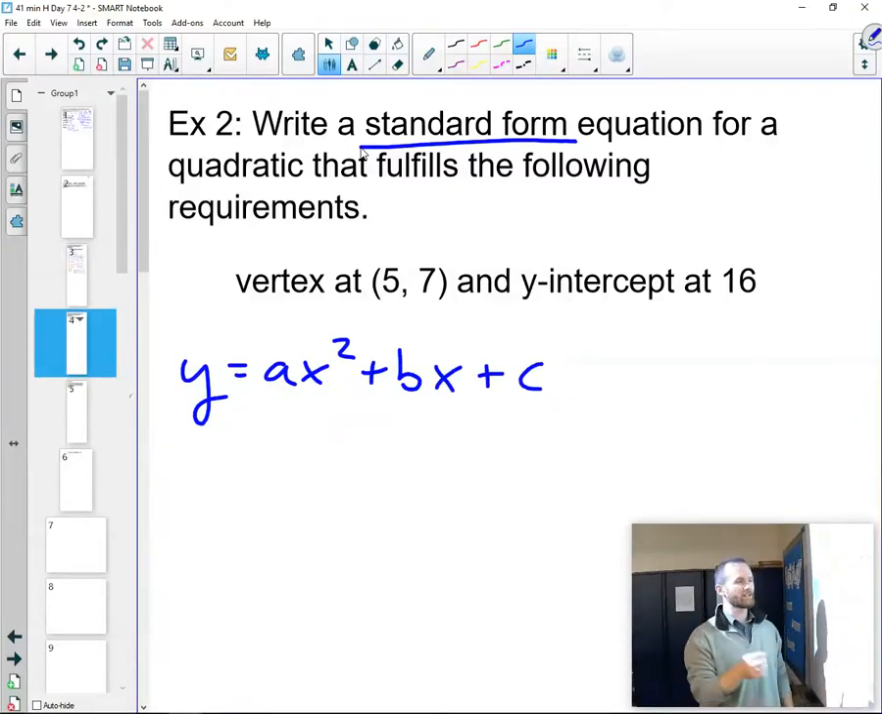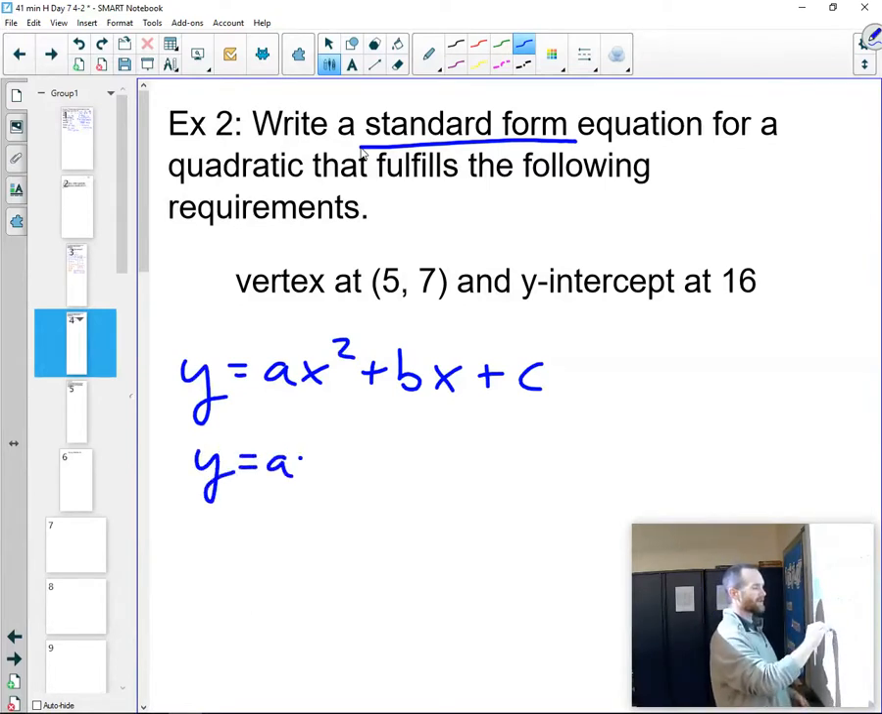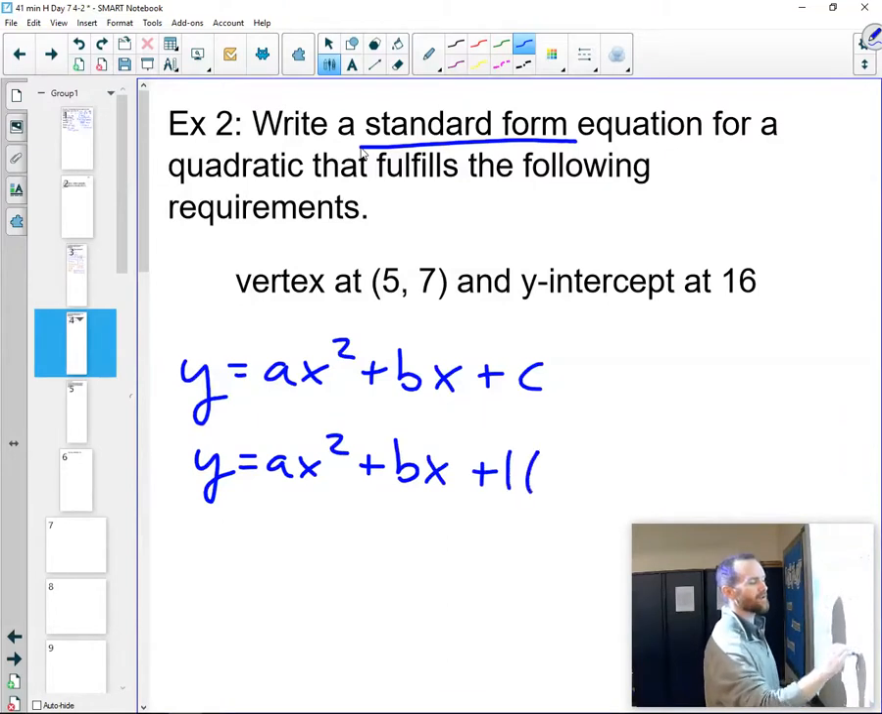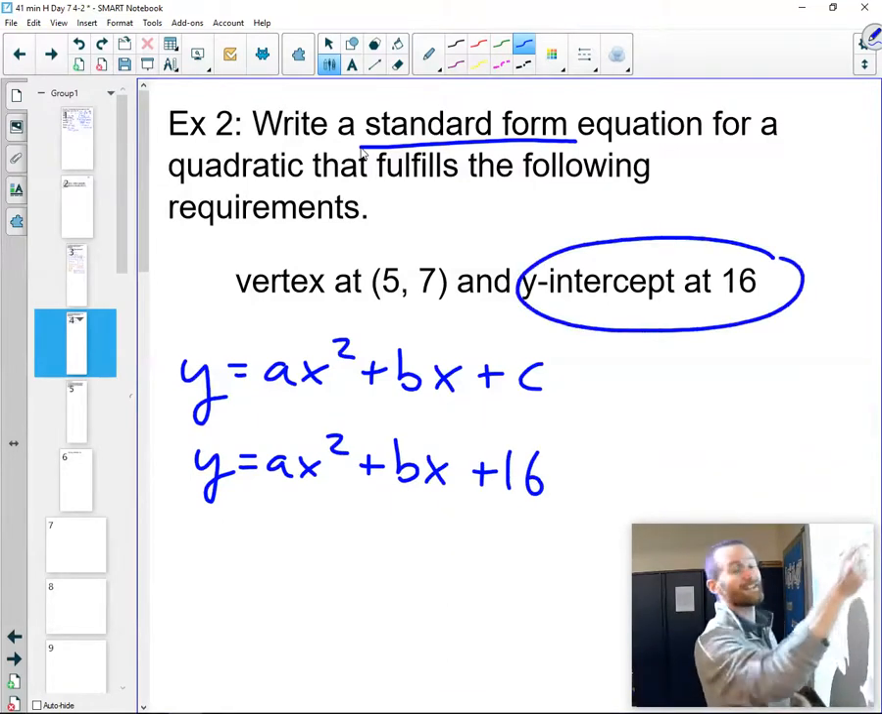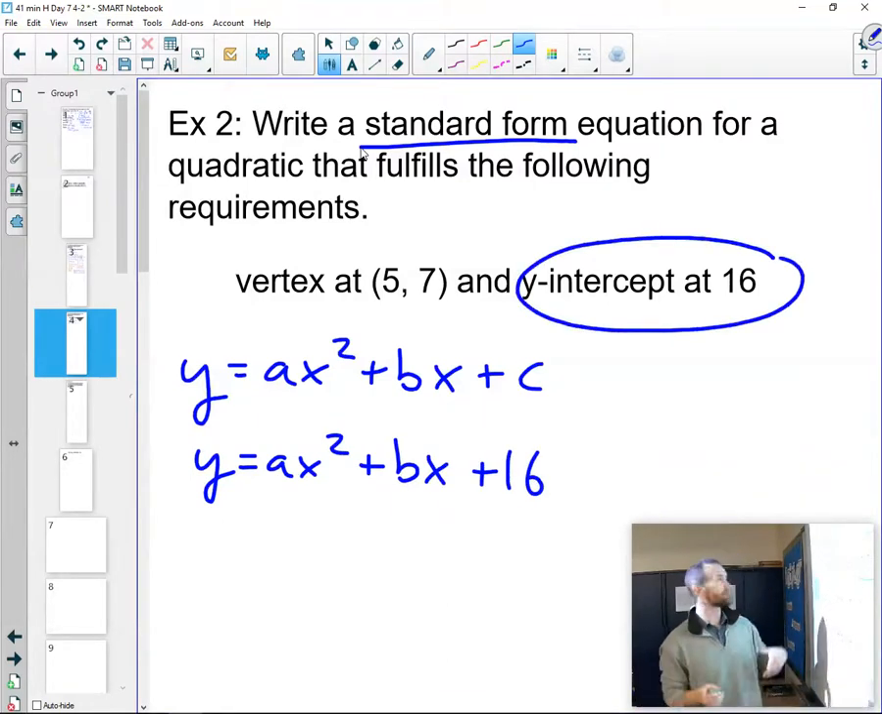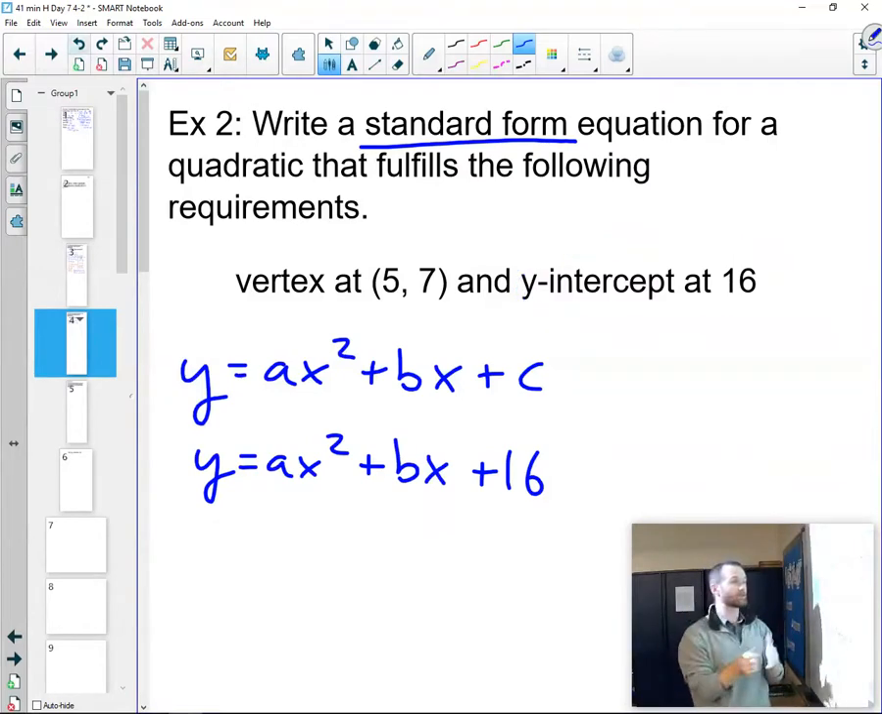Now, if you're pretty good at this, you might be able to skip that and say, well, wait a minute, we already know what c is. We can just say, okay, ax squared plus bx plus 16, because the y-intercept is always our c value. So, if you're on your game, you can skip that step and plug in 16 right off the bat. All right, so we use 16.